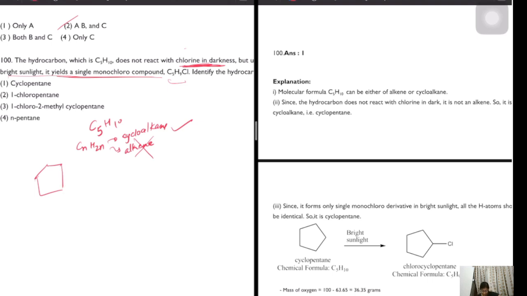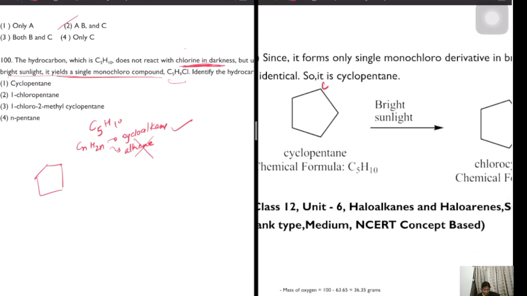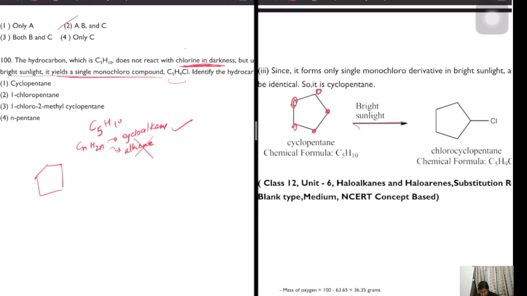Right? Let's see the reaction. All of these are equivalent. Then only it can form a monochlorinated product, right? So in bright sunlight, this will be the product that we get. That is chlorocyclopentane. I hope all the questions are clear to you.